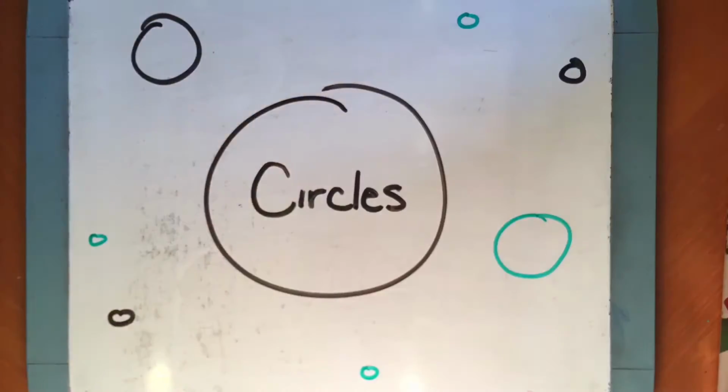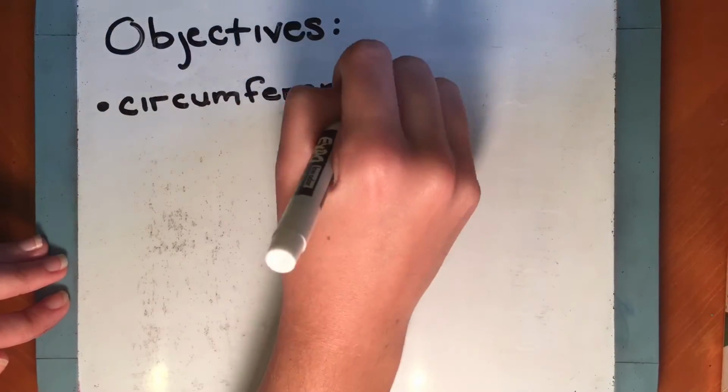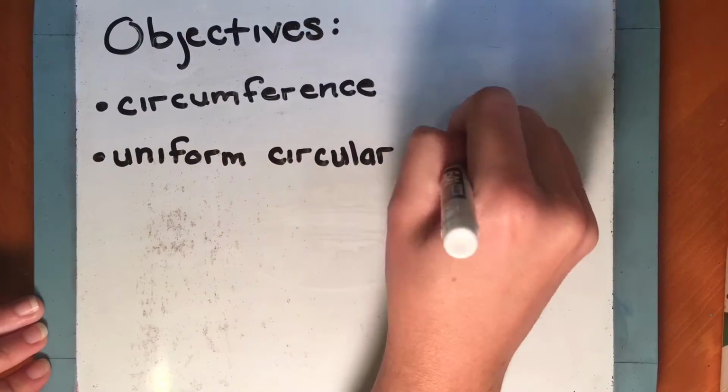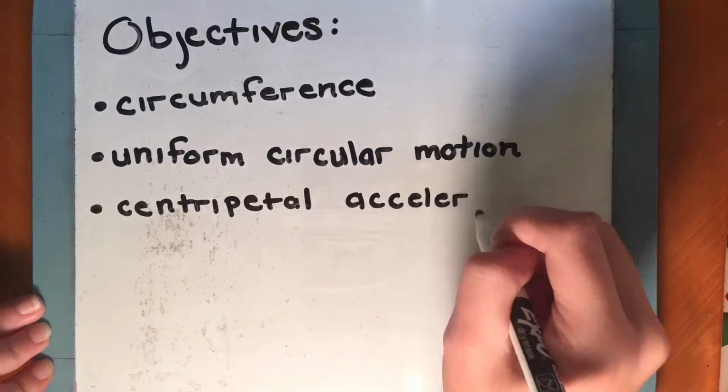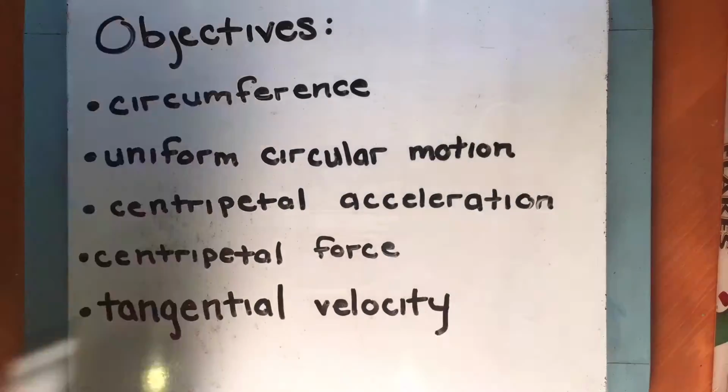Let's talk about physics. More specifically, circles. Today we'll be talking about circumference, uniform circular motion, centripetal acceleration, centripetal force, and tangential velocity.